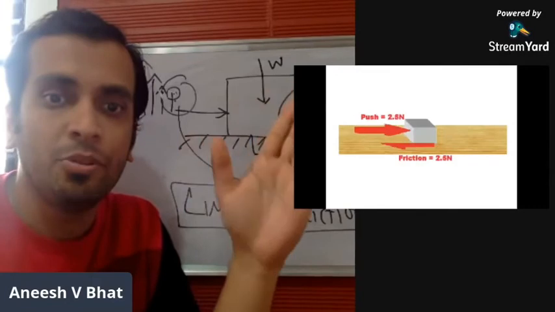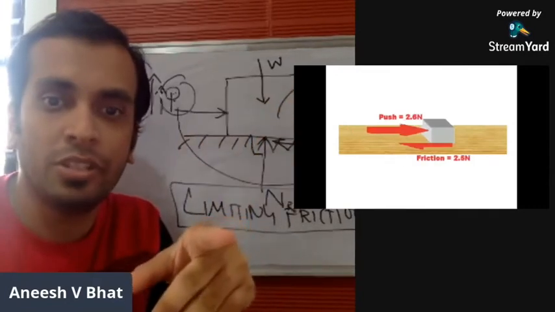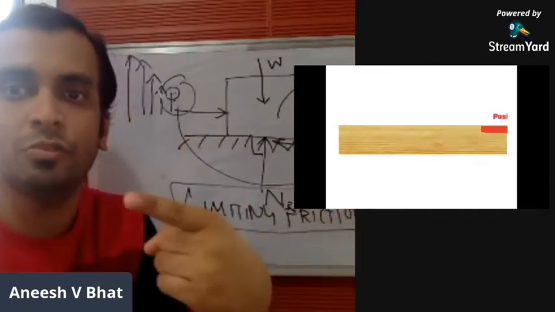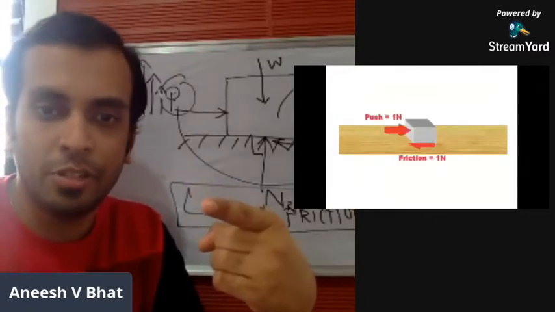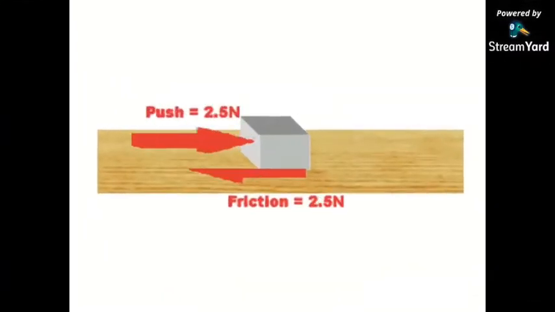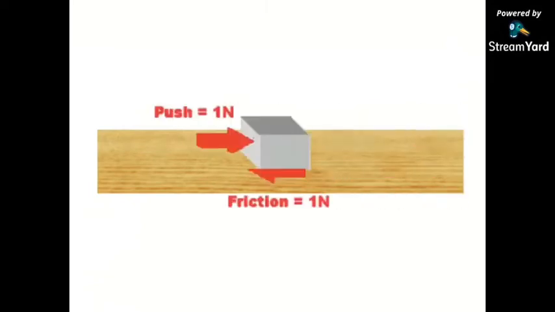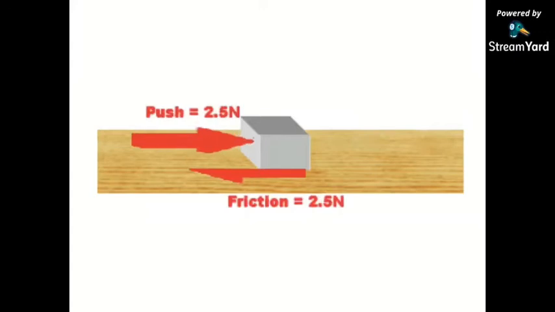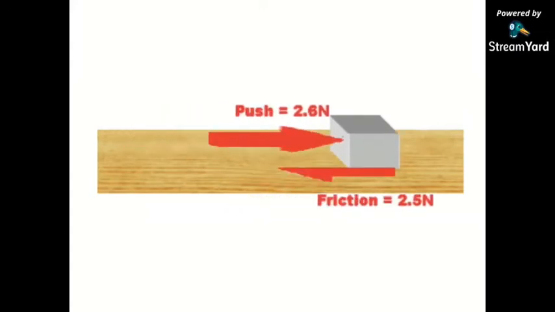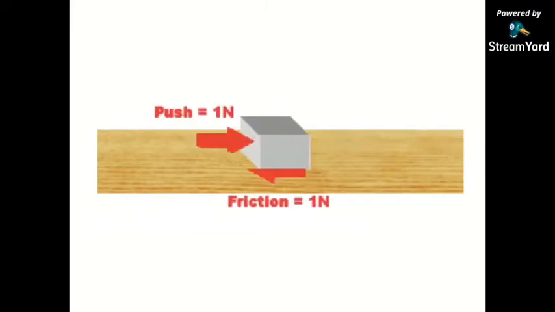See here, the push becomes 2.5, 2.6. At 2.6, the body starts to move. Just observe the video properly. Initially the push will be 1, 2, 2.5. The push is the external force. When the external force increases, the frictional resistance proportionally increases. It is still 2.5 newtons, but beyond 2.5 newtons, it cannot increase in this example.